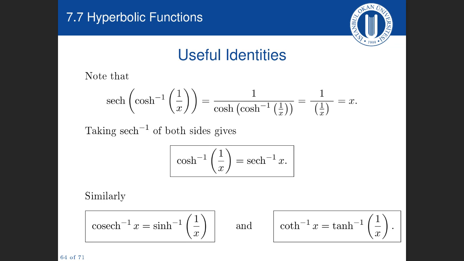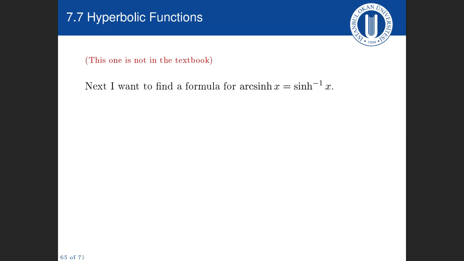And there's 2 more formulae, which I'm not going to prove. Inverse cosech x is inverse sinh of 1 over x, and inverse coth x is inverse tanh of 1 over x. Another one, and this one is not in your textbook. Next, I want to find a formula for arcsinh x, or inverse sinh of x.